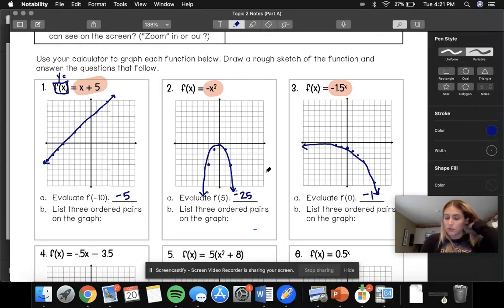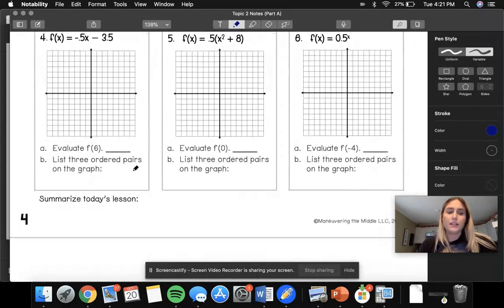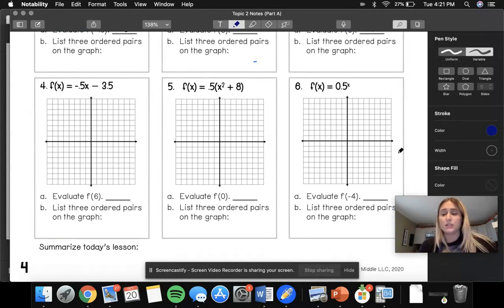Okay, so what I want you guys to do now is to try these 3 problems and just make the rough sketch. And again, finding their inputs, using the graphing calculator to use your inputs to find your outputs, and then write some ordered pairs. And then the answer key will be on the Google Classroom.